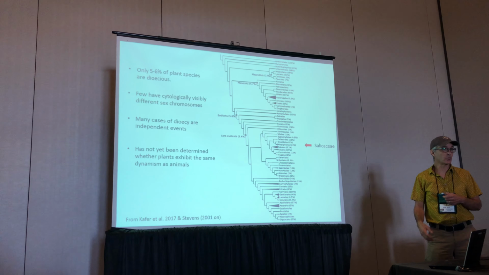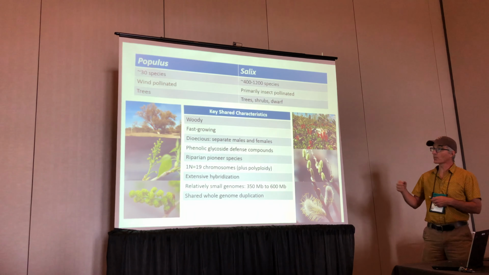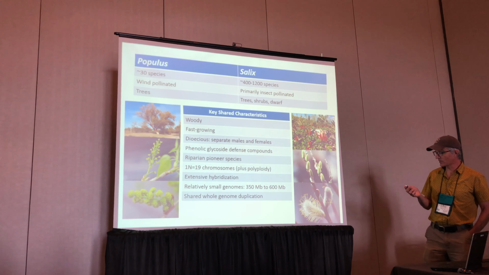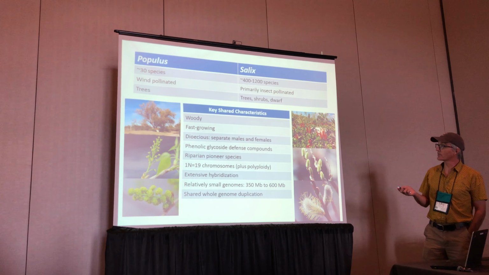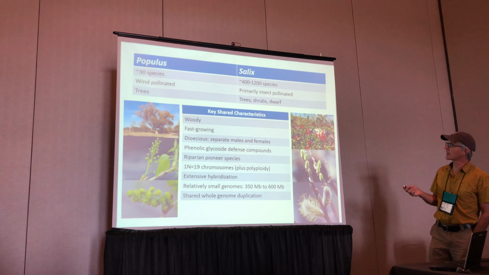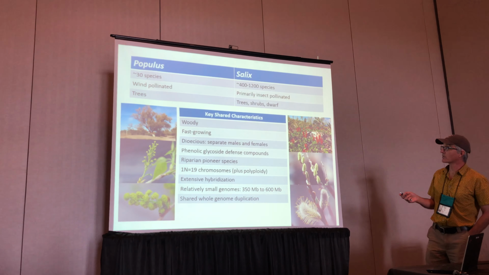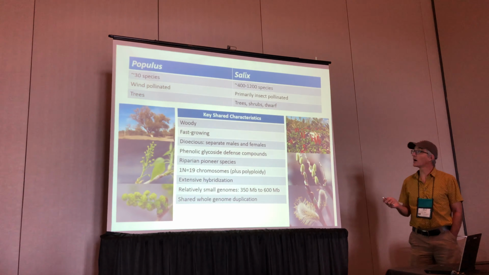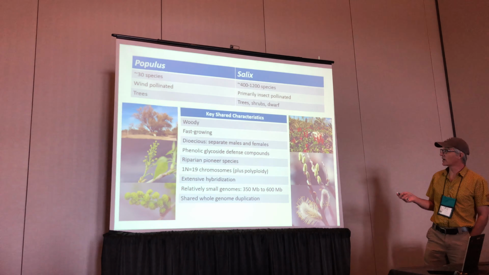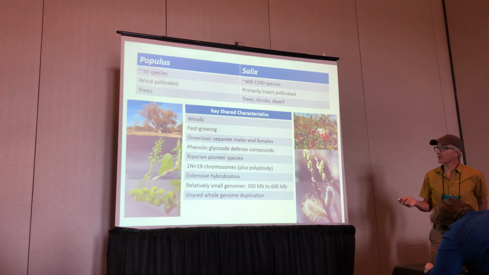The Salicaceae is a group where almost every species in the whole family is dioecious. In particular, we're working on Populus and willows because they're all dioecious in their sister genera. I'll just give a short introduction to these two genera. Populus is 30 tree species. These are all wind pollinated. Salix has about 400 up to maybe 1,200 species. They're primarily insect pollinated, and these can be trees, shrubs, or dwarf blood willows like I showed at the beginning of the talk. They're all woody and fast growing. They're all dioecious.